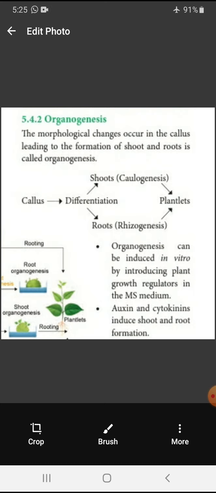For example, when we give more auxin and low cytokinin, it initiates root formation. Vice versa, low auxin and high cytokinin induces shoot formation. So organogenesis is followed only by the growth regulators added to the MS medium. So that's all for organogenesis.